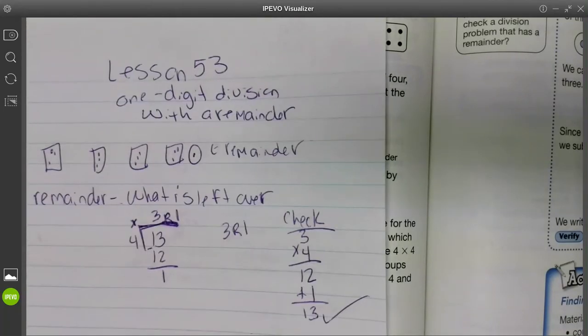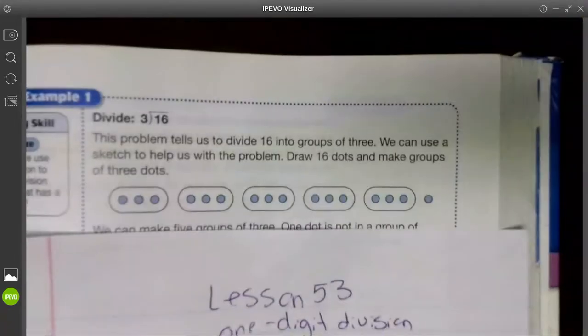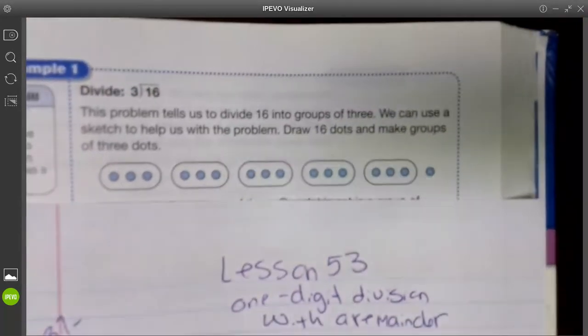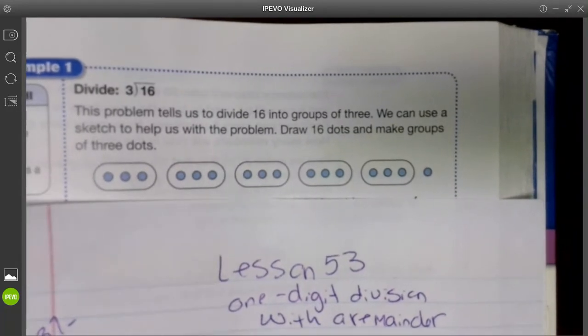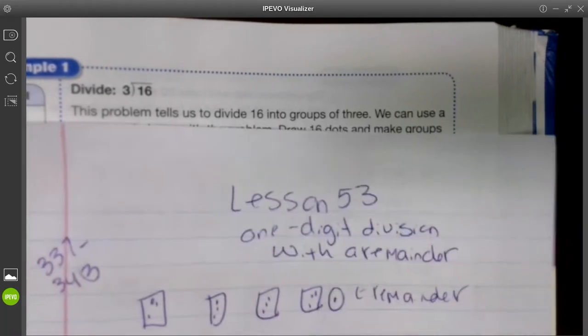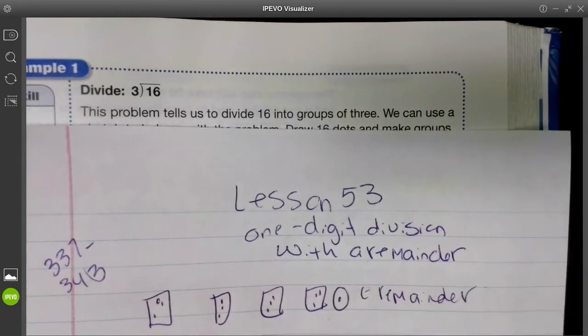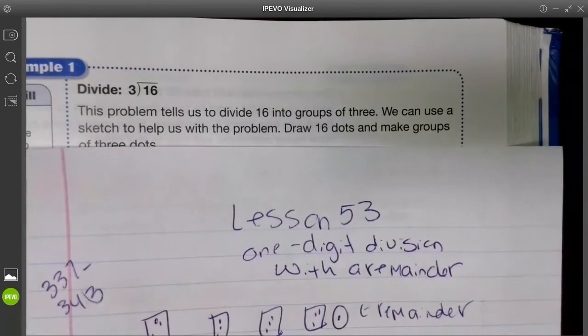Okay, so we're going to do another problem. I'm going to explain it a little bit differently. Okay, sorry for that. So we have 16 divided by 3. So this problem tells us divide 16 into the groups of 3. We can use a sketch to help us with the problem. So one way you can do it is to make, so we know there's 3 groups, and we know we have 16 dots.